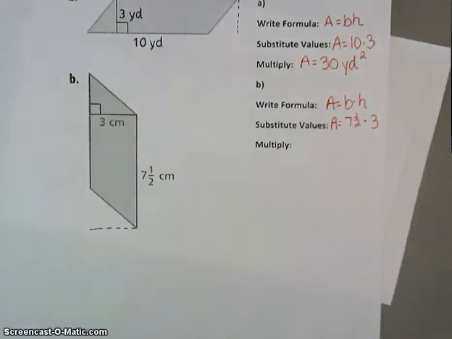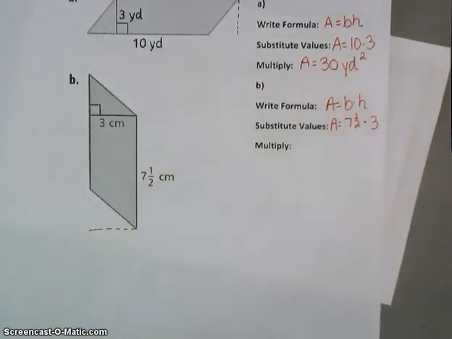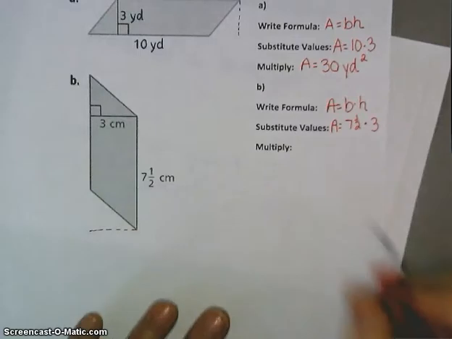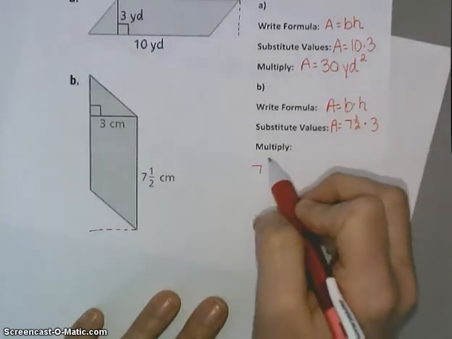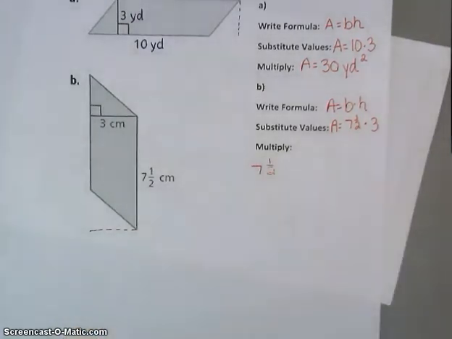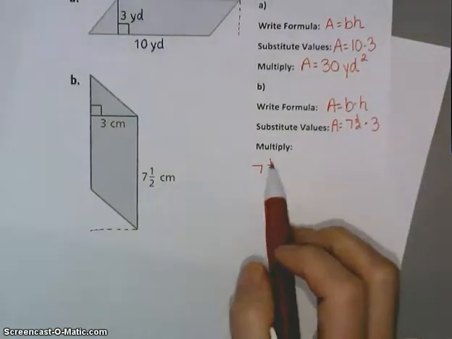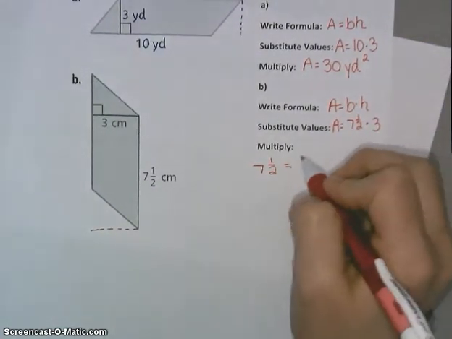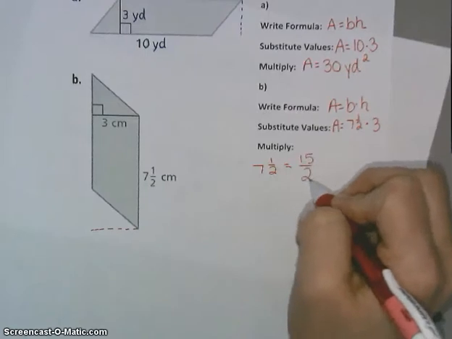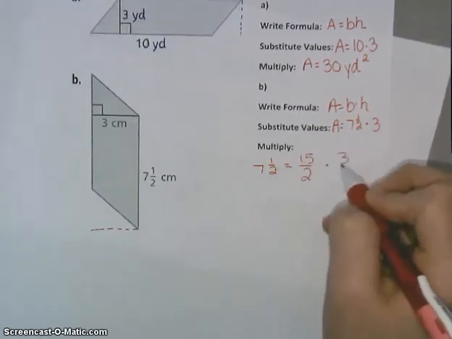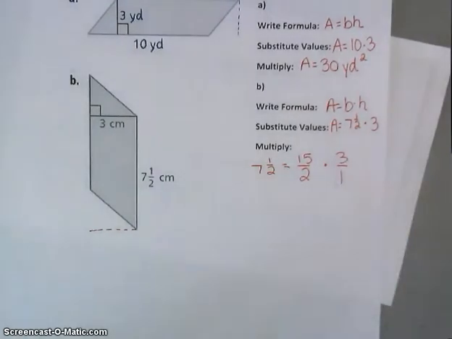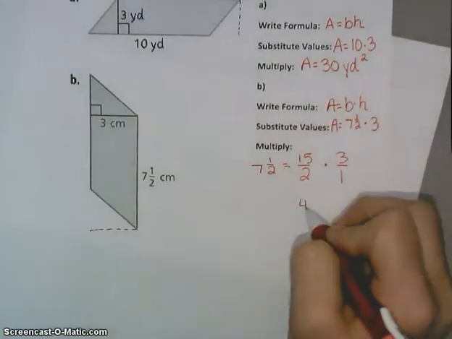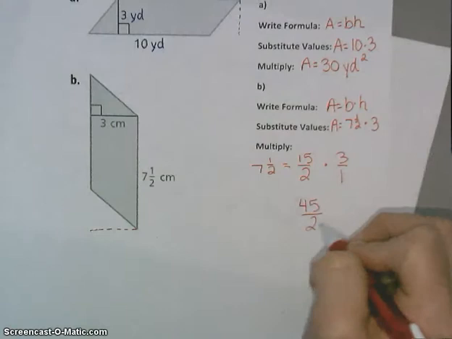Okay, now we have to multiply, and we see a decimal. But that shouldn't stress you out, because we just finished a chapter on fractions. Remember, in order to multiply fractions and whole numbers, we first need to change this into an improper fraction. So 7.5 is the same thing as 15 halves, and then I multiply that by 3 over 1. And then I look, I can't cross cancel anything, so I get 45 over 2.